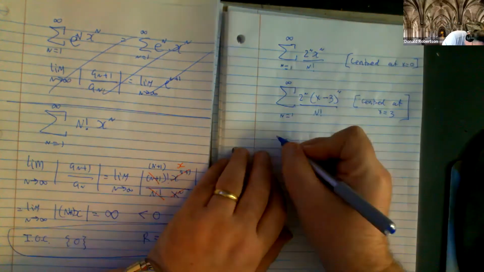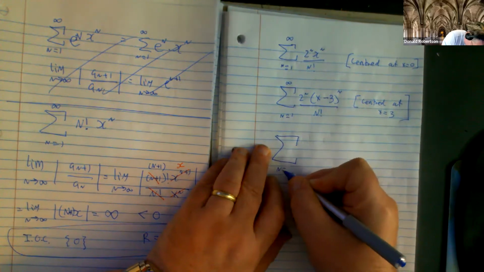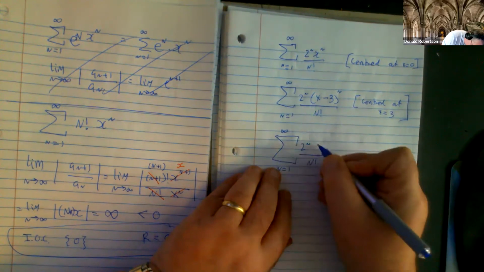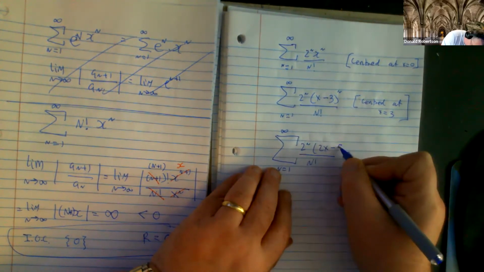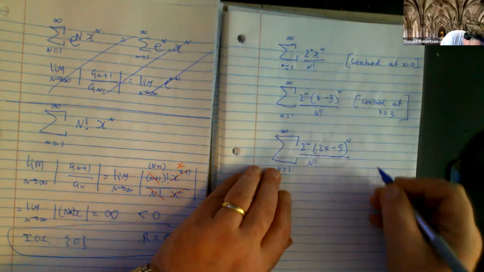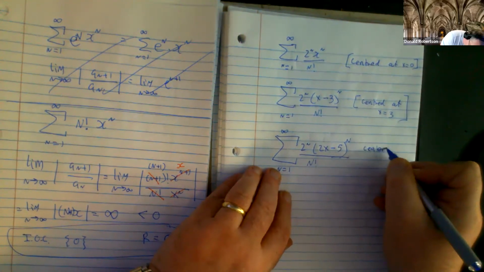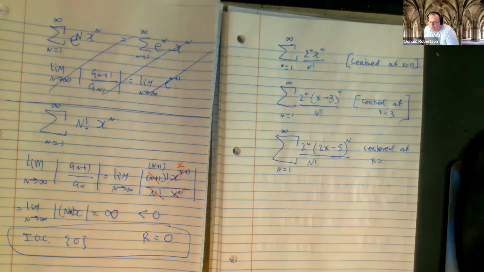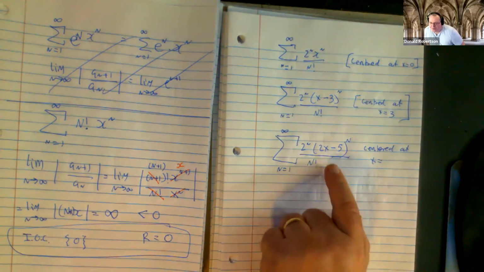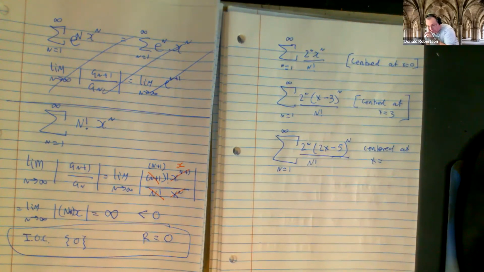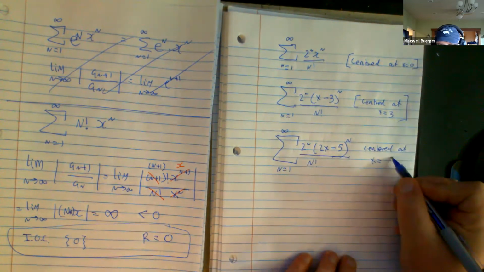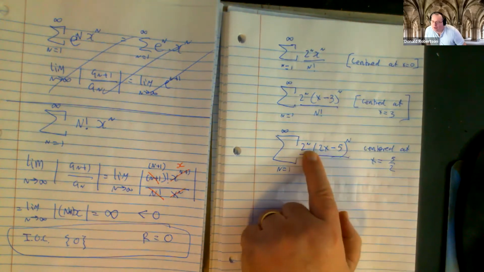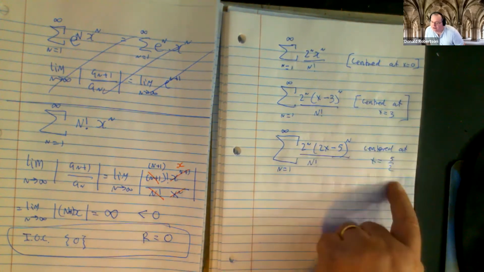Now, if you make it a little bit more awkward, this is not centered at 5. What's this power series centered at? 5/2. So the key is, whatever this is, what value of x makes it 0? And that's where it's centered.